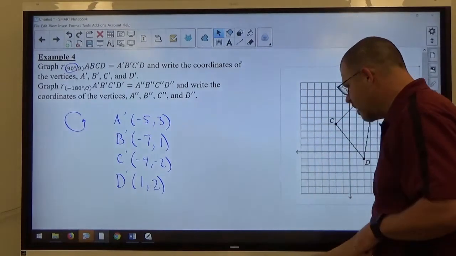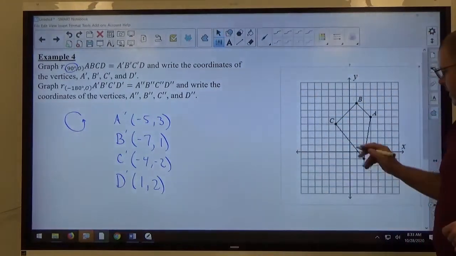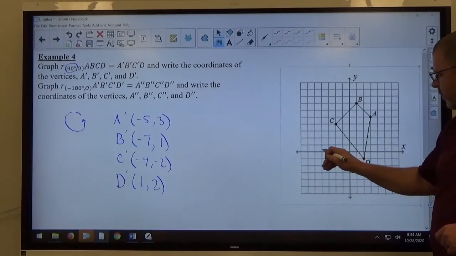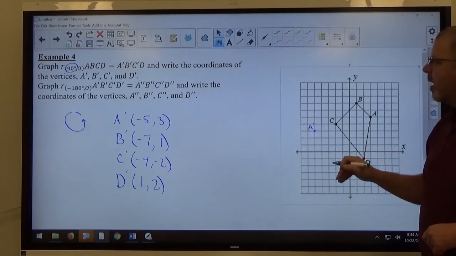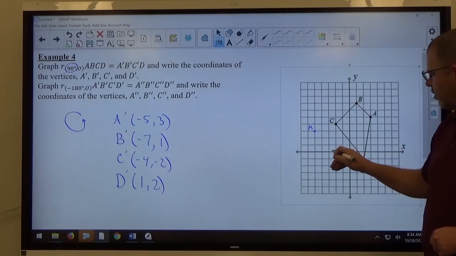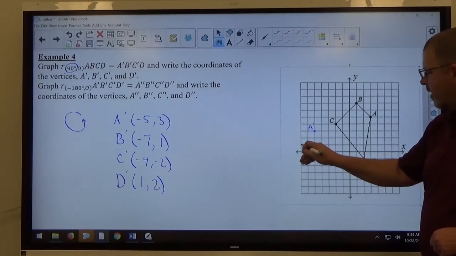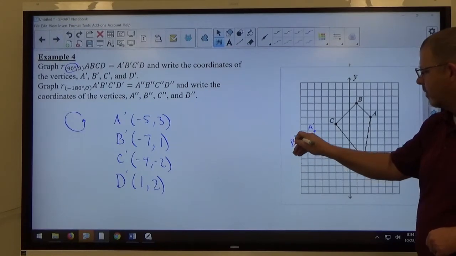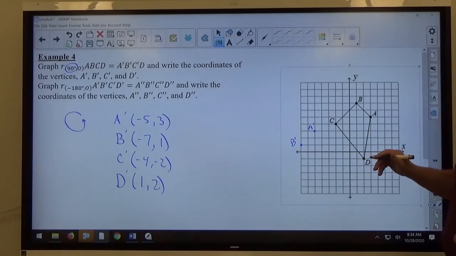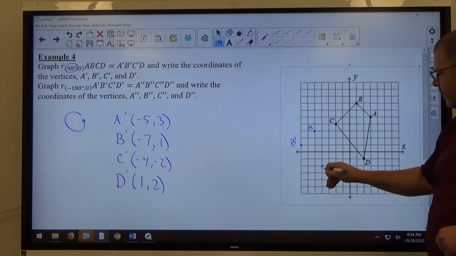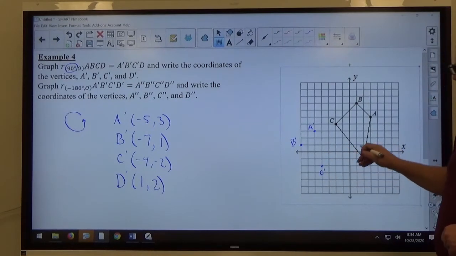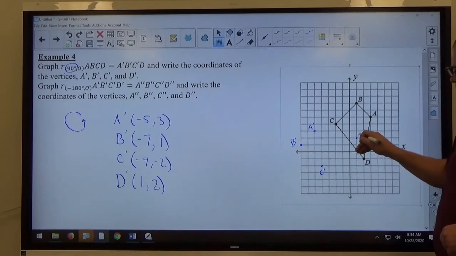All right, so if I plot those 4 points, negative 5, 1, 2, 3, 4, 5, 1, 2, 3, that's A prime. And negative 7, 1, 2, 3, 4, 5, 6, 7, 1, that's B prime. And then I've got negative 4, negative 2, 1, 2, 3, 4, 1, 2, that's C prime. And then 1, 2, that's D prime.